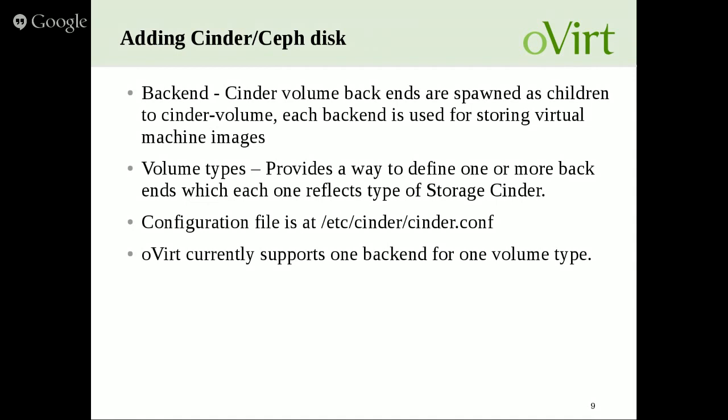Cinder volume backends are spawned as children of Cinder volume, and each backend is used for storing virtual machine images. The volume types provide a way to define one or more backends, each of which reflects a type of storage in Cinder. As I said before, the configuration is a Cinder configuration, which is under /etc/cinder. And currently, oVirt supports one backend per volume type.